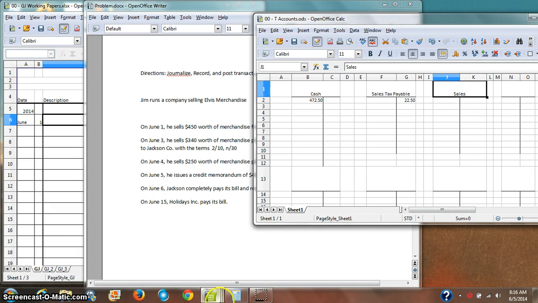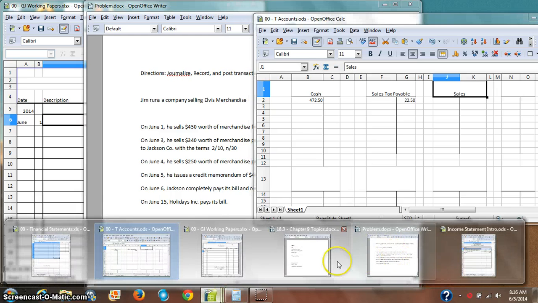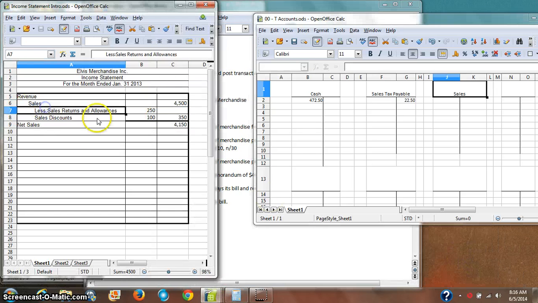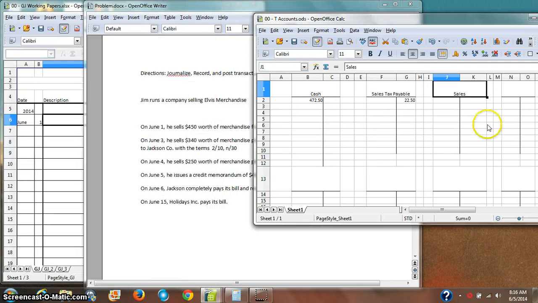Now sales, let me show you on the income statement. Sales, this is a revenue account. It works just like fees earned did. It's a revenue account. I'm going to subtract some things from it later, but on the income statement, it's a revenue. So my revenue is $450. So there it is in T accounts.